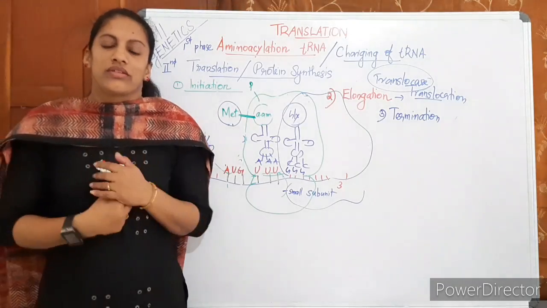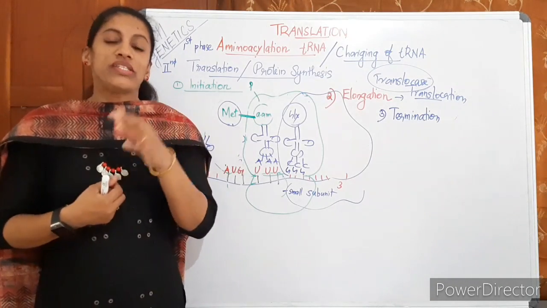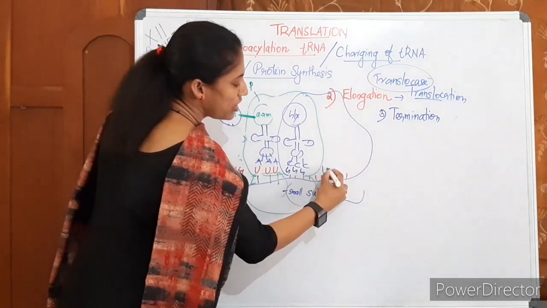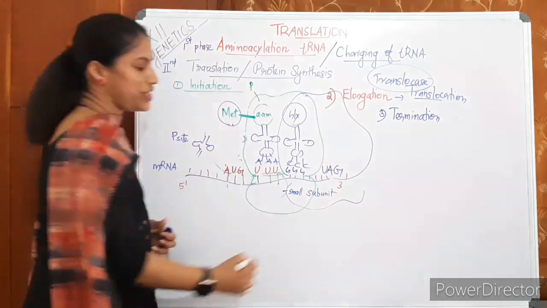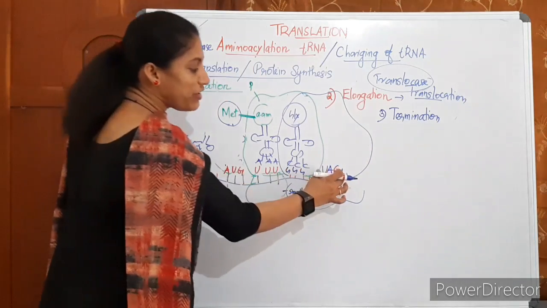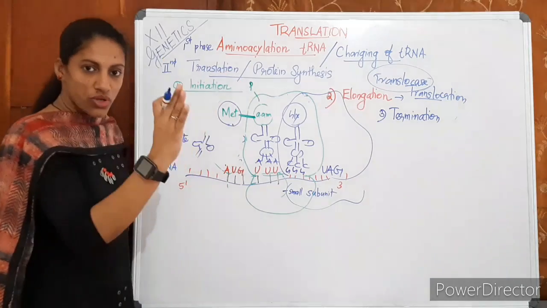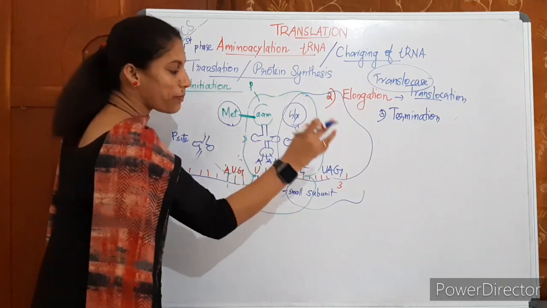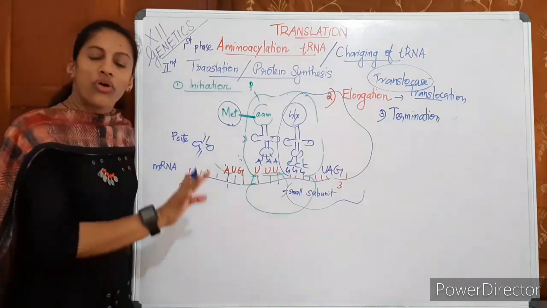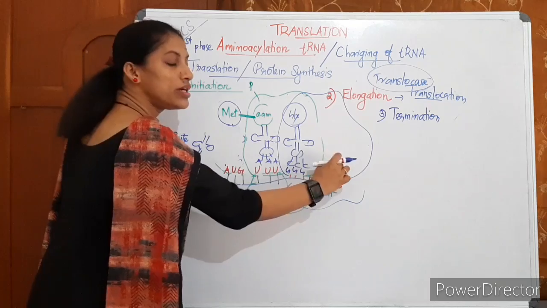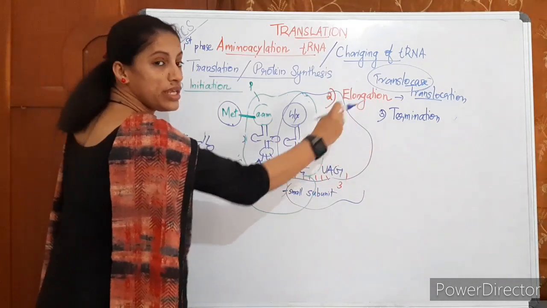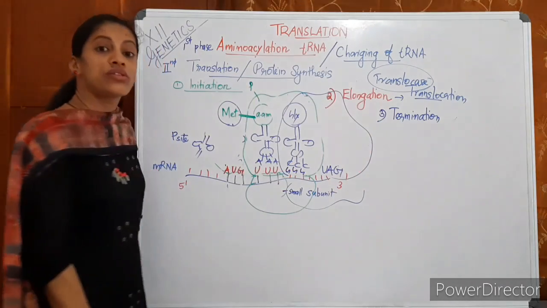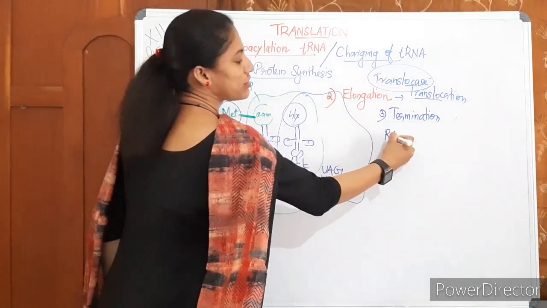Tell me, you know it. Termination means you know which are the terminator or stop codons. Suppose a terminator codon UAG appears. If any one of the three terminator codons, ochre, opal, amber, appears as the next triplet, no tRNA is specific to a terminator codon. So there won't be any tRNA to come and bind and bring an amino acid. So the process is stopped with the help of a release factor.